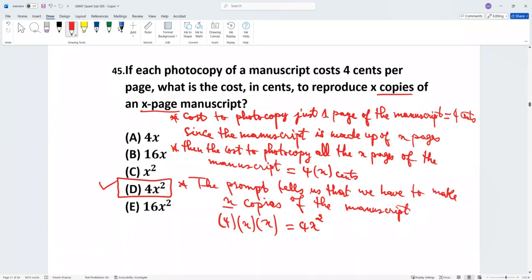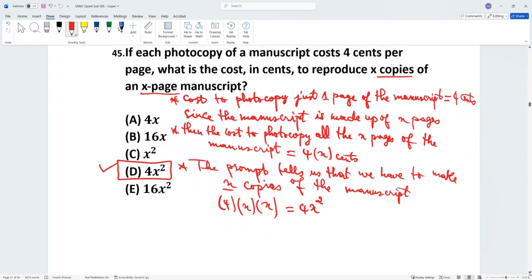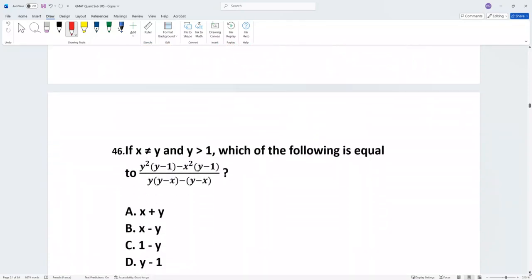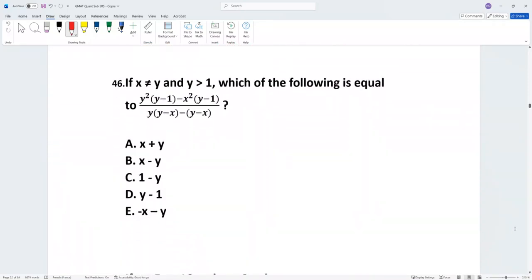Yeah, so this is a word problem. Just by reading, you can find the logic and the mathematical logic that you need to apply in order to come to the right solution. Okay, let's go to question number 46.